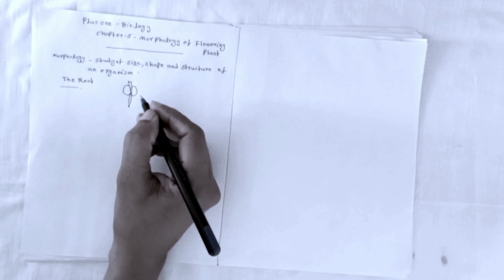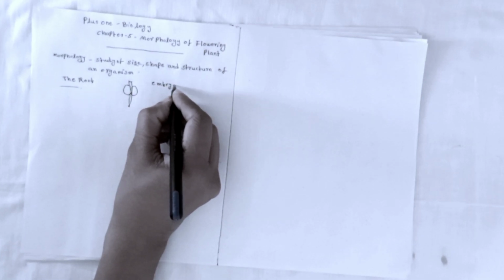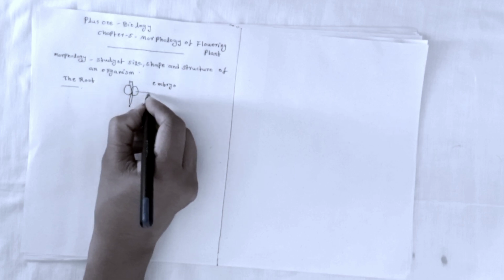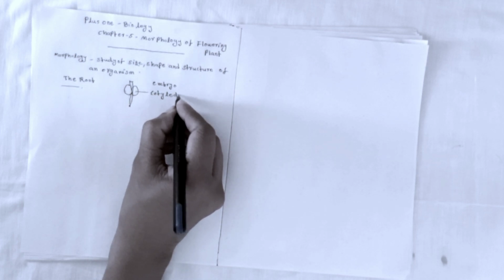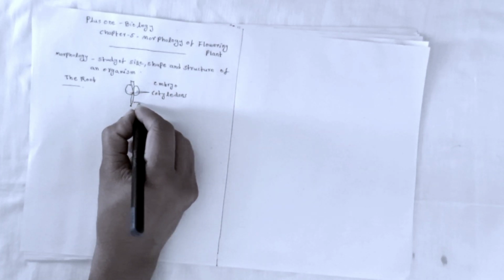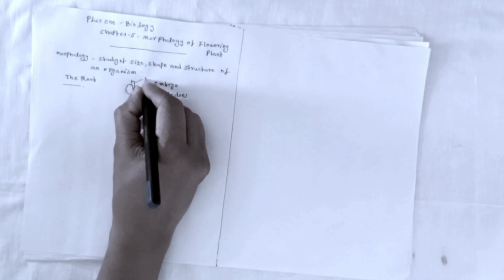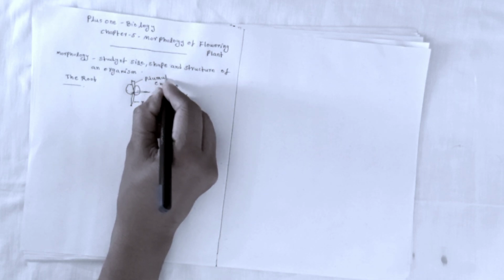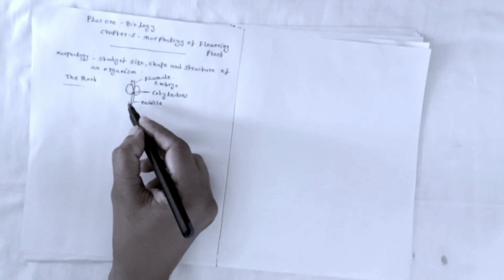This is the picture of an embryo. These are two cotyledons. This is the radicle. This is the plumule. In the majority of dicotyledonous plants, the primary root arises from the radicle.